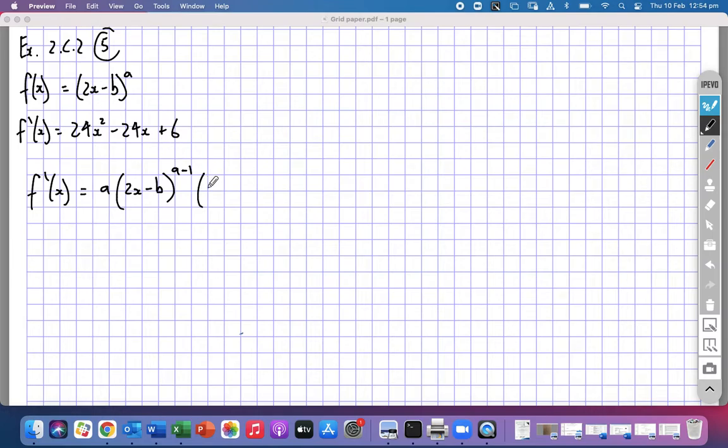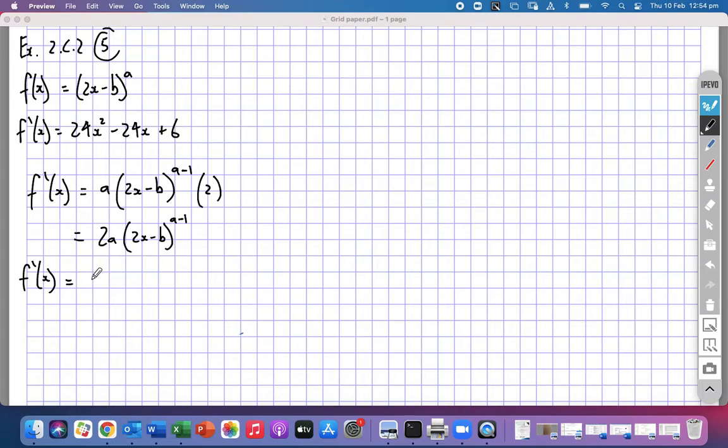Derivative of 2x is 2. b is just a number, so derivative of a number is 0, and we're just left with 2a(2x minus b) to the power of a minus 1, and we know what the derivative should be. Well, we know the derivative. They've told us that. I'm going to write it in.